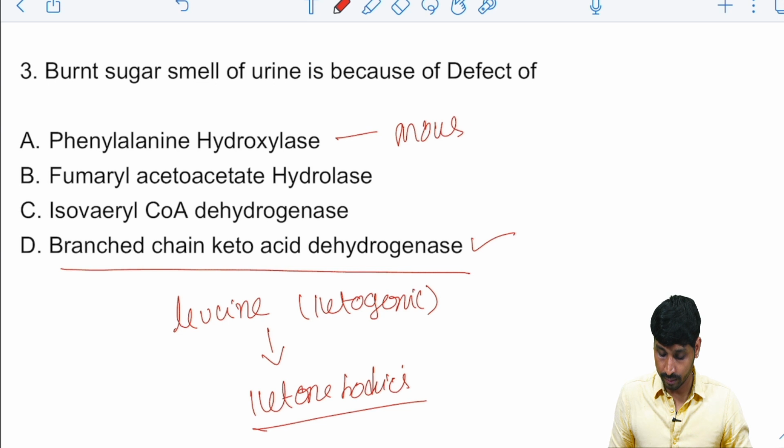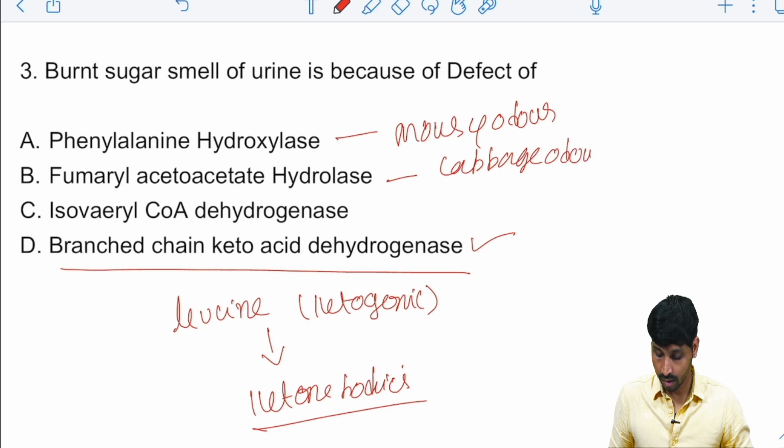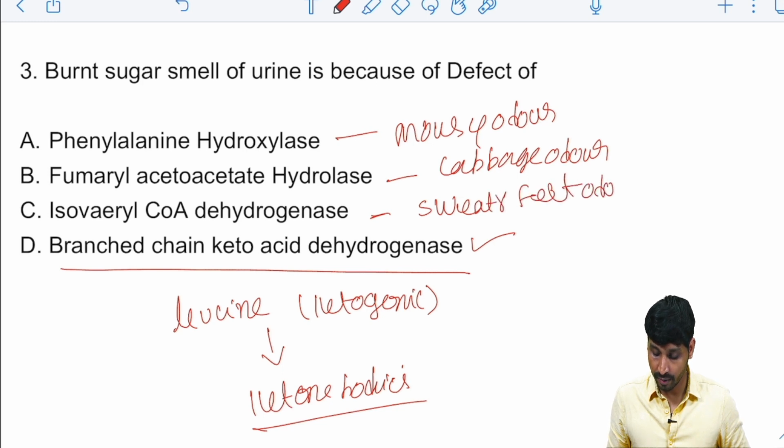So phenylalanine hydroxylase deficiency gives a mousy odor, right. And fumarate acetoacetate hydrolase, deficiency of this enzyme is seen in type 1 tyrosinemia, and this gives you a cabbage odor. And the third one, isovaleryl CoA dehydrogenase, what odor can you get here? Sweaty feet odor. So different, here it is burnt sugar odor, you see, burnt sugar odor.